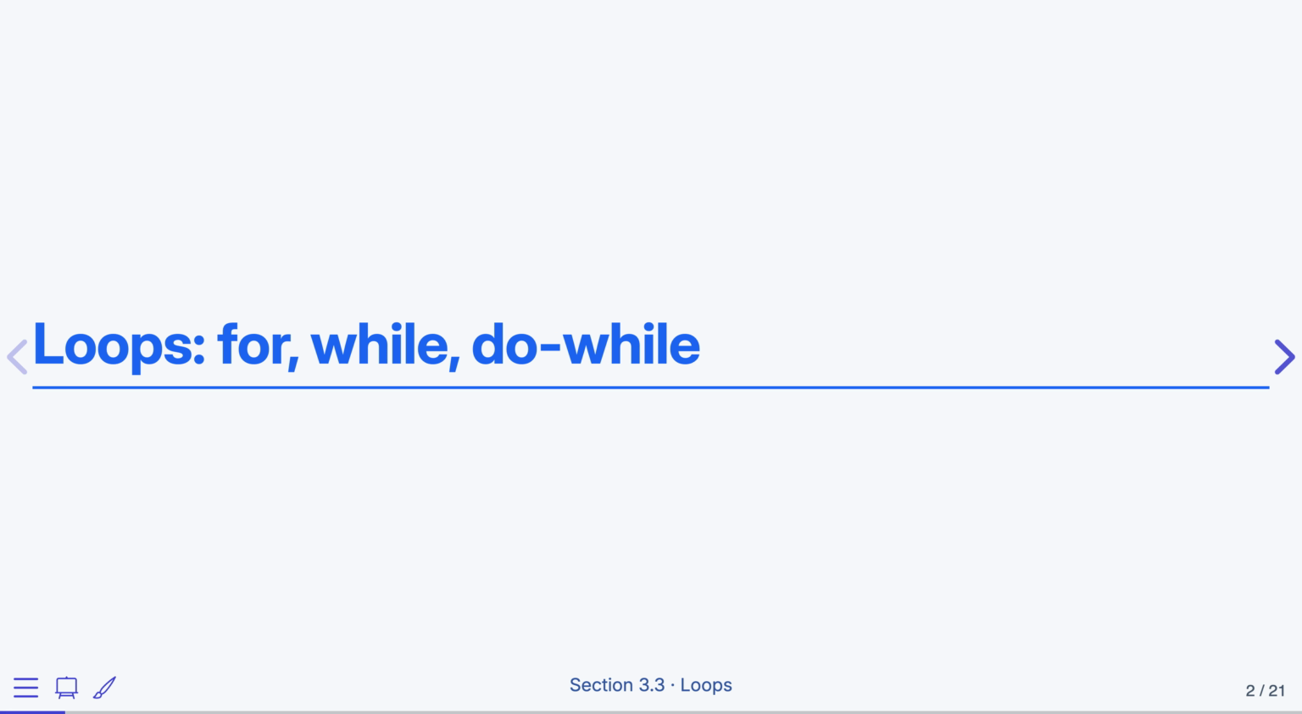Now we turn to loops. A loop repeats a block of code, checking a condition each time to decide whether to keep going or stop. Let's see the three kinds C gives you, and when to reach for each one.